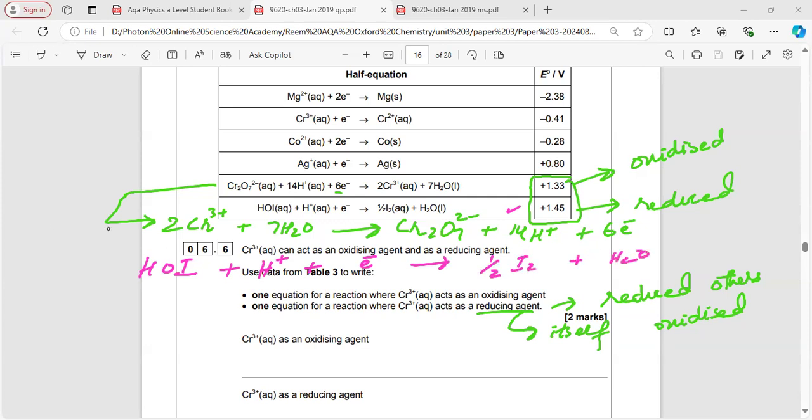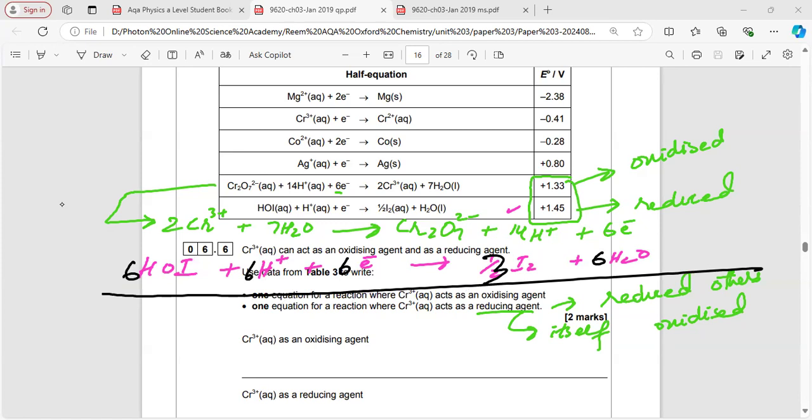I have to add these two equations, but first I need to multiply the pink one by 6 so that the electrons can be balanced. So this is 6 by 2, which will be 3, and this is 6. Now I'm going to add these two equations. When I add, these 6 electrons will be cancelled out by the other 6 electrons. There are 6 hydrogen and 14 hydrogen, so the leftover will be 8 hydrogen at the product side. There will be 7 water molecules and 6 water molecules, so at the reactant side the leftover will be 1 water molecule.